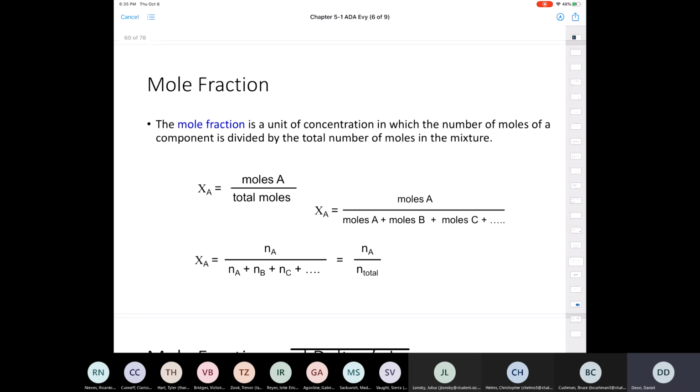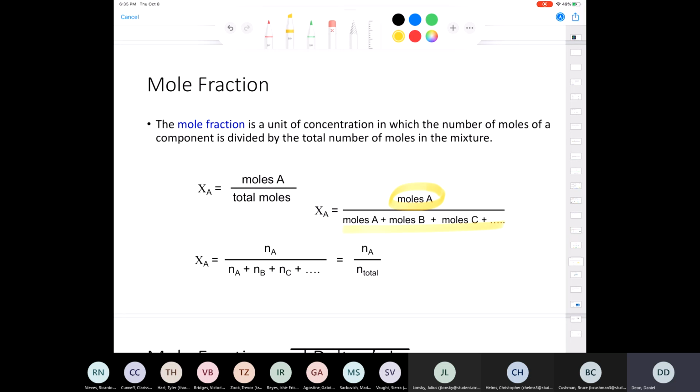Mole fraction is exactly what it sounds like. It is a unit of concentration in which the number of moles of a component is divided by the total number of moles in the mixture. And so mole fraction is the number of moles of one substance, for example, substance A, divided by the total number of moles. Let's say you had 3 components in a mixture, A, B, and C. The mole fraction of A would be the number of moles of A divided by the total number of moles of A and B and C.